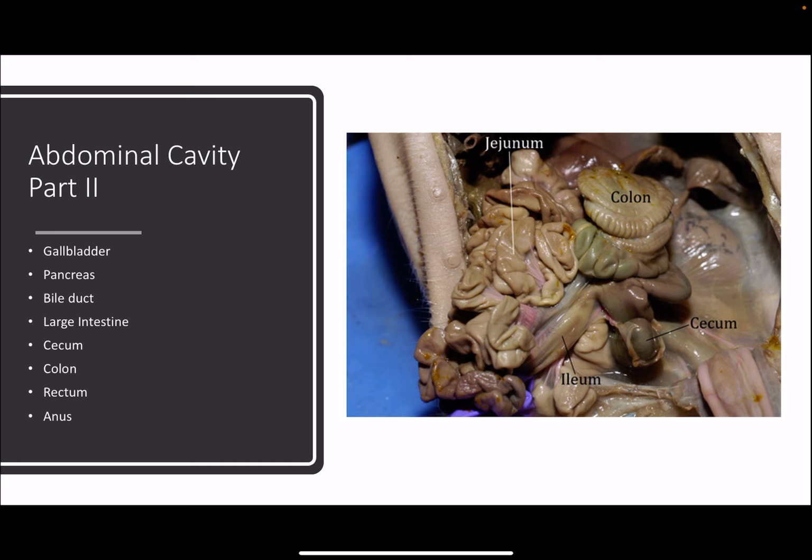So the appendix is actually attached to the cecum, this first pouch in the large intestine. So the large intestine, also known as the colon, wraps around the top of the small intestines and then finally empties into the rectum, where the remains of digested food, known as feces, are stored before they're excreted through the anus. We also have, as I mentioned, the gallbladder and the pancreas, which help to secrete enzymes to help digest food further.